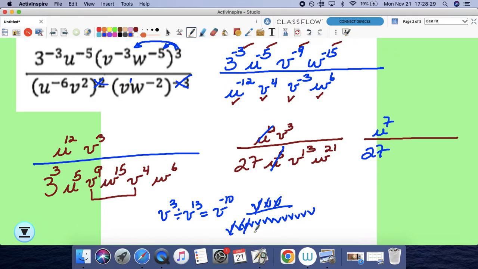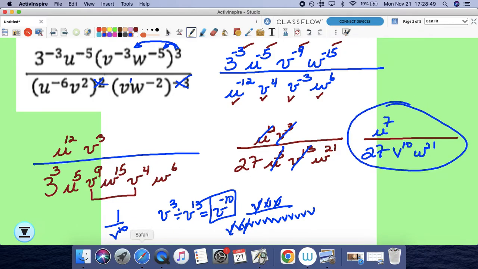And what do I have left over? I have 10 v's in the denominator, which is this, right? Isn't v to the negative 10th power 1 over v to the 10th? And that's what we have here, v to the 10th. So this and this simplifies to that. And then finally, w to the 21st power. But this looks like my final answer.